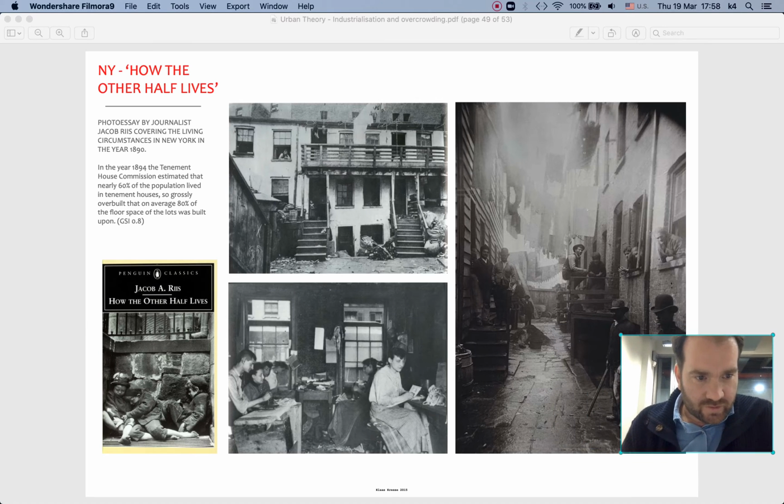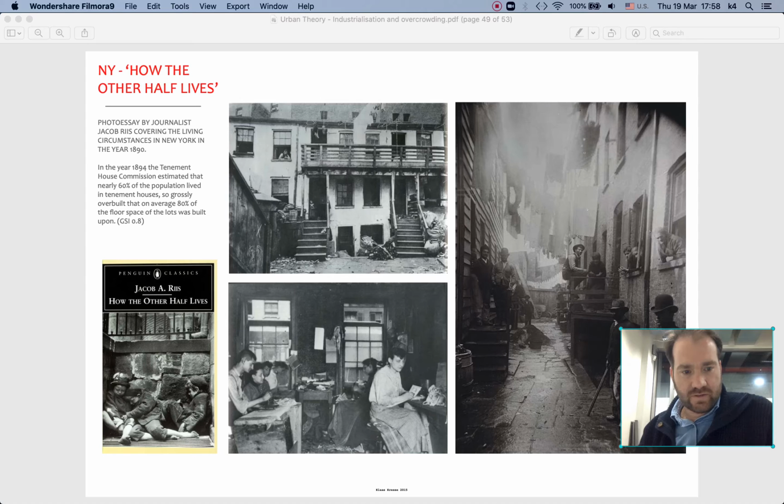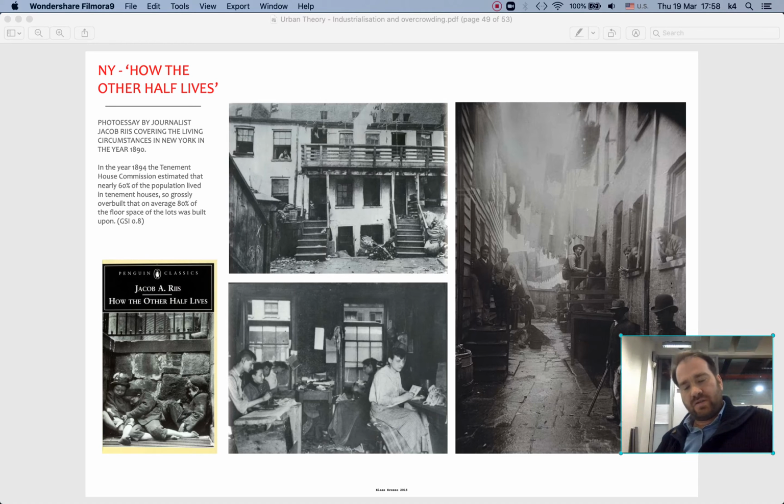Okay, and here we continue with the next city and the next kind of strategies on how to deal with rapid urbanization. This is New York. It's similar to the situation in London. There's also been a famous book documenting how people lived in substandard housing, basically squats and slums in New York at the end of the 19th century.